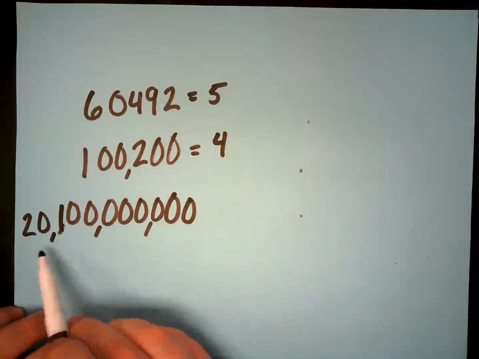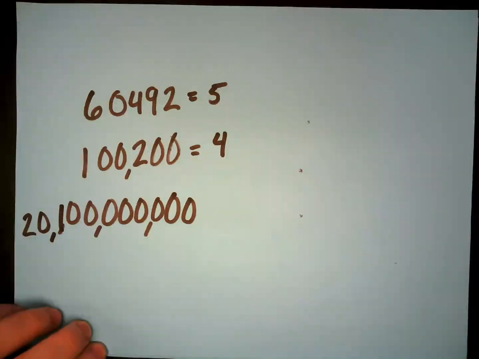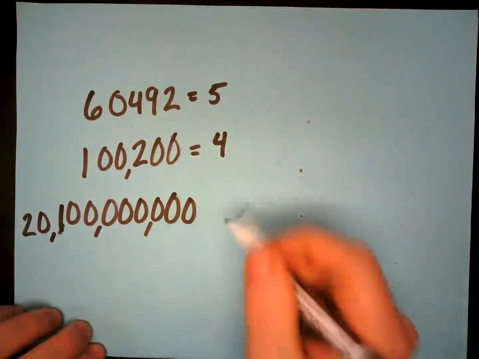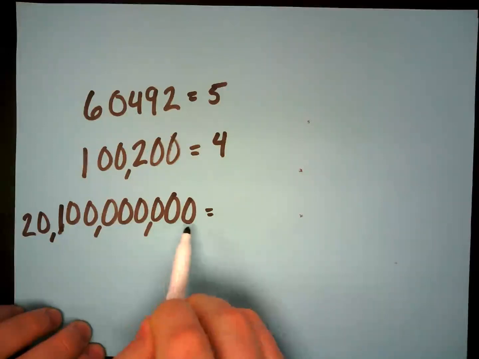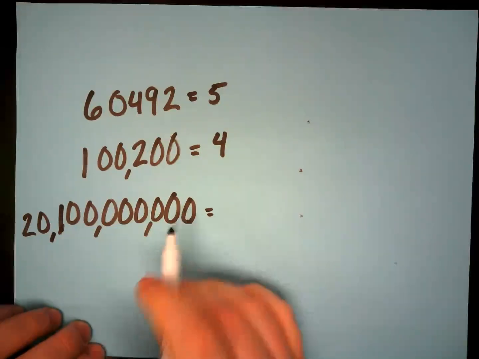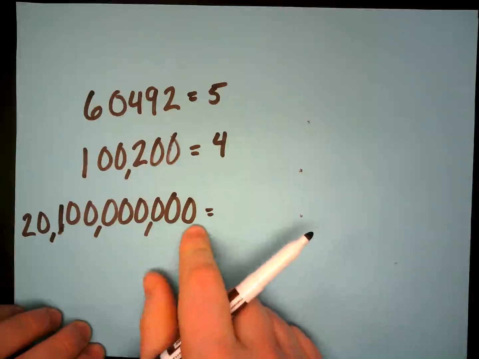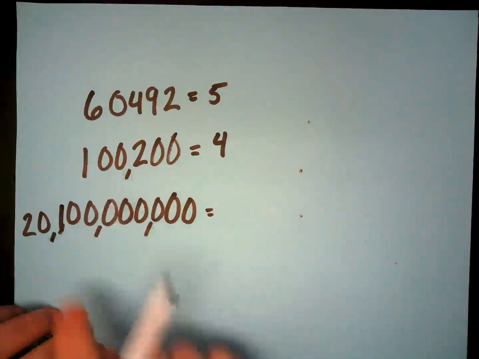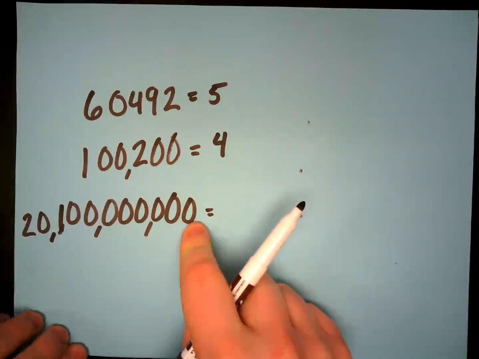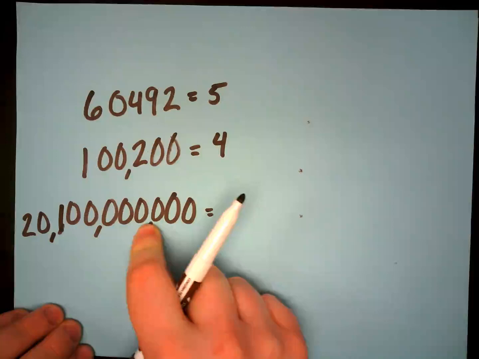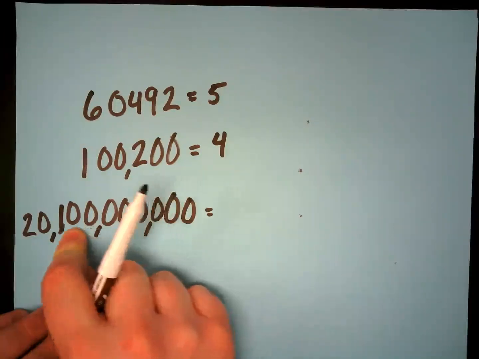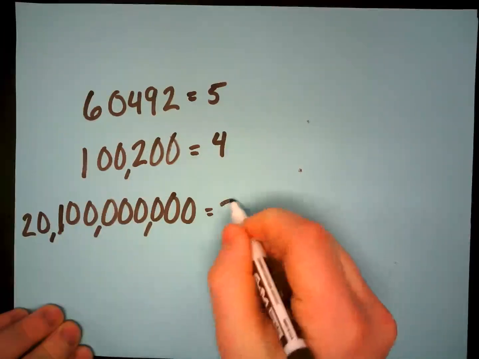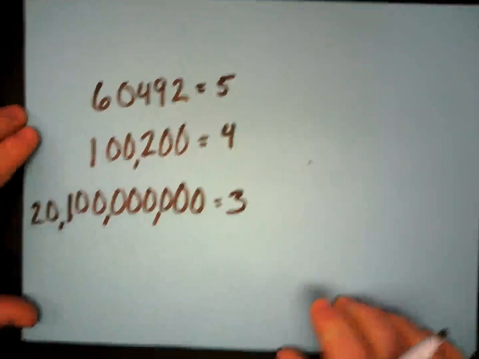Okay, so here we got 20 billion, 1 million, 100 million. Okay. Because there is no decimal given to us here, that means that we start from the right, we work our way to the left. So we're going to start counting once we hit a non-zero. So nope, nope, nope, nope, nope, nope, nope, nope. Yeah, so 1, 2, 3. 3 sig figs.